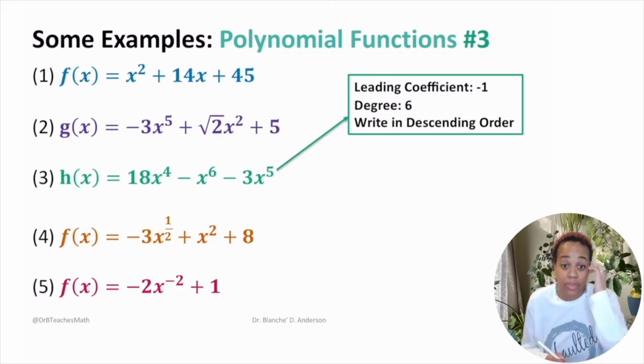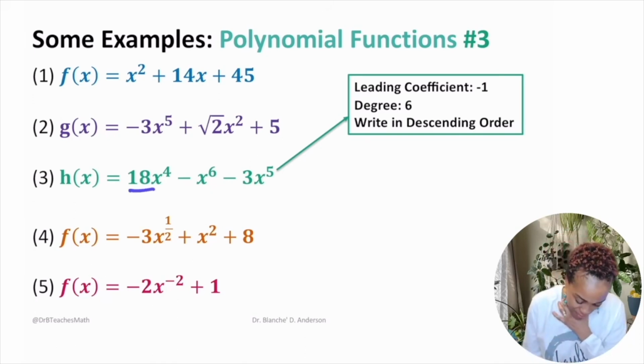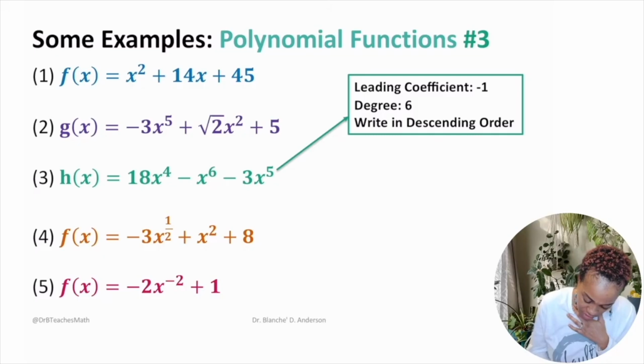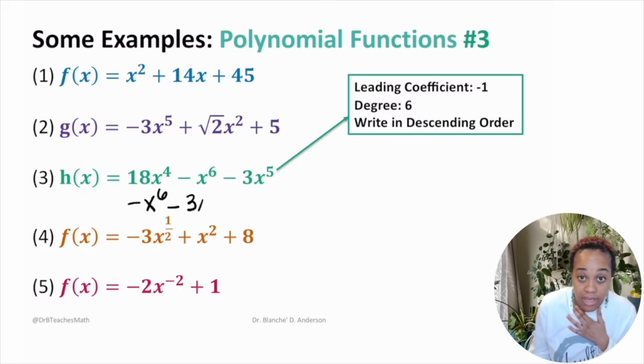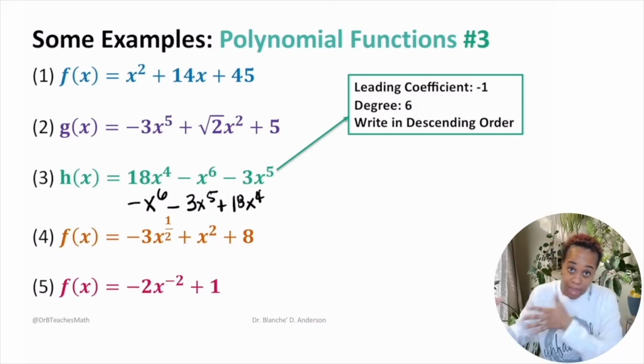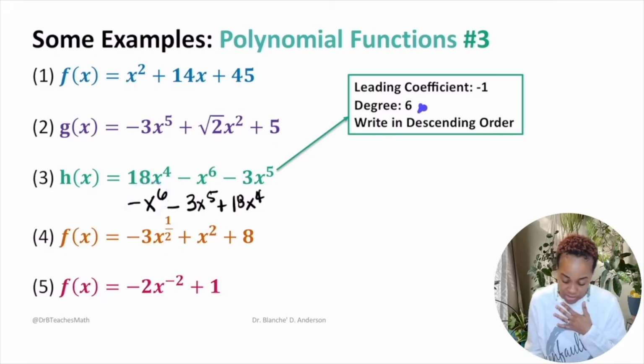What about this one? This one has a leading coefficient of -1. Now, how many of y'all said 18? If I were to write this in order, it would be -x to the 6 minus 3x to the 5th, right? Plus 18x to the 4th. If I were to write it in descending power order, now when you look at it, this is the largest power, x to the 6. So that's why it has a degree of 6.